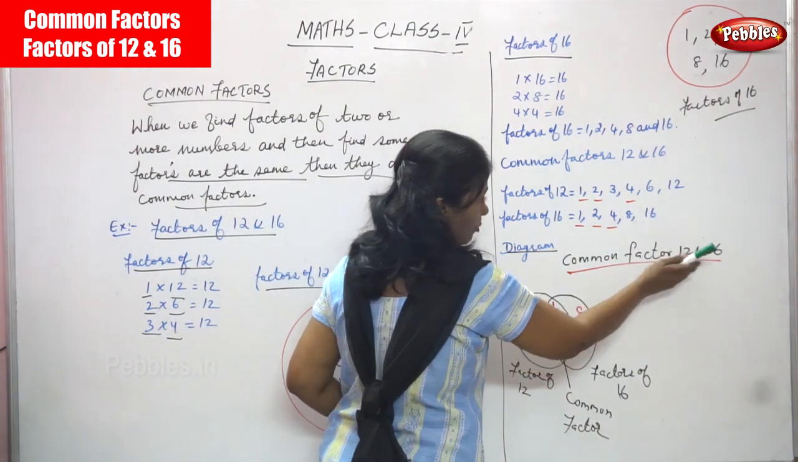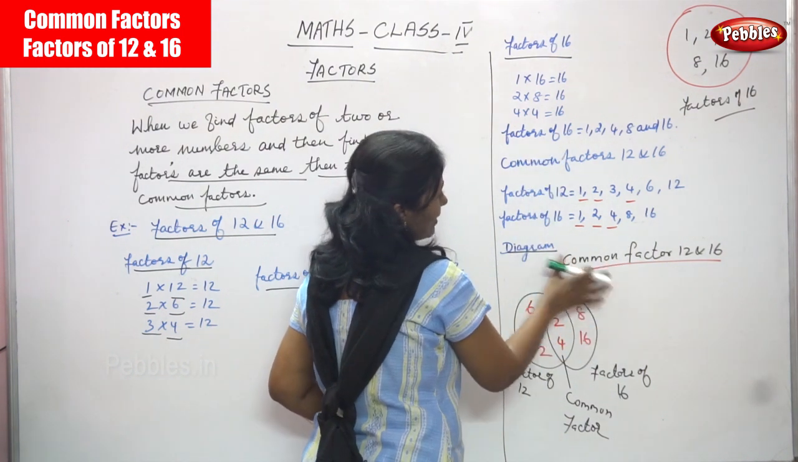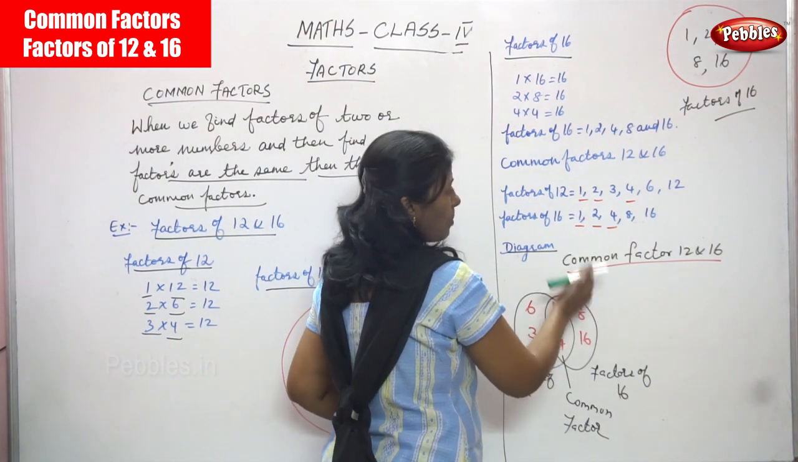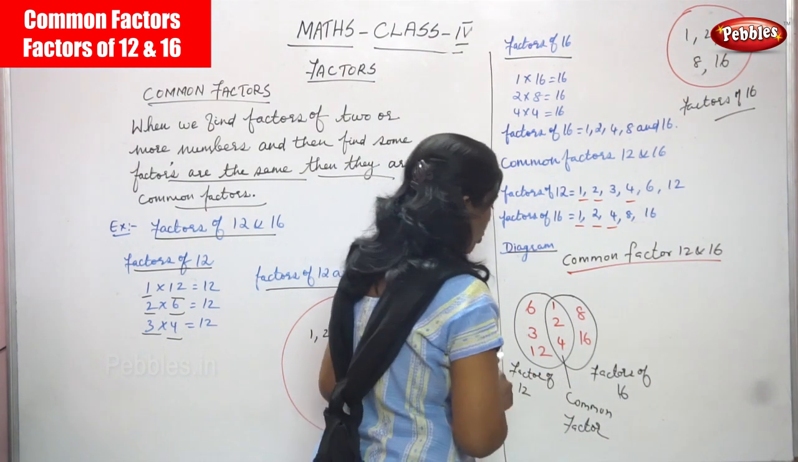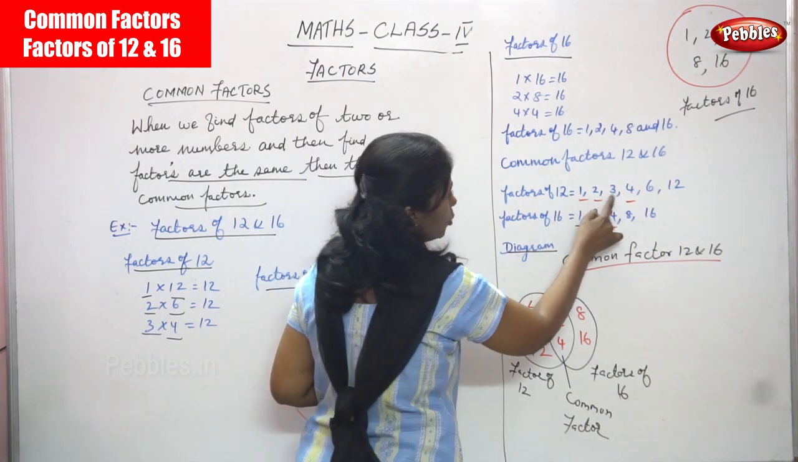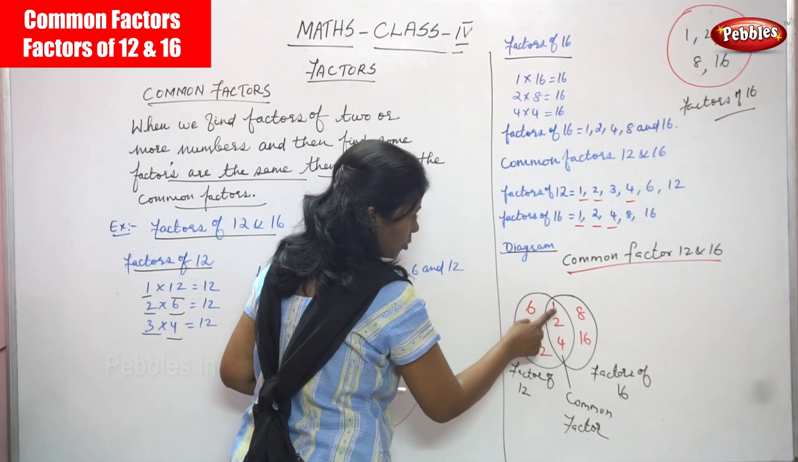So common factors of 12 and 16 we have to find out. So I've completed all the sums. Finally, what I've done is I've shown the common factor in diagrammatic representation, diagrammatic form. So what you're going to do: factors of 12. What are the answers? 1, 2, 3, 4, 6, 12, right? See, 1, 2, 4, 1, 2, 4.